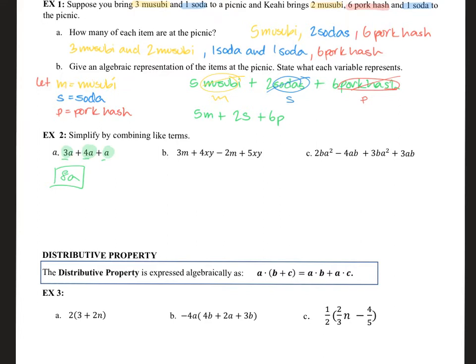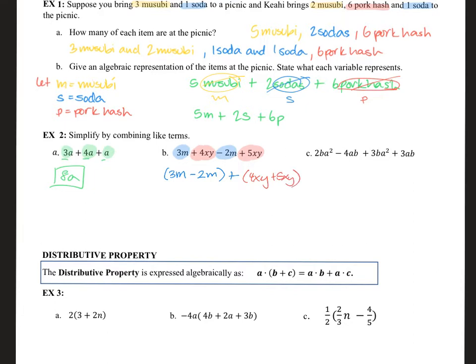All right. Go ahead, take a second, see if you can identify the like terms in part B. Well, I have 3m here and a negative 2m here. And then 4xy and 5xy. That's a positive 5xy and a positive 4. Well, that means we have, I'm going to go ahead and group them, 3m minus 2m plus the 4xy, plus the 5xy.